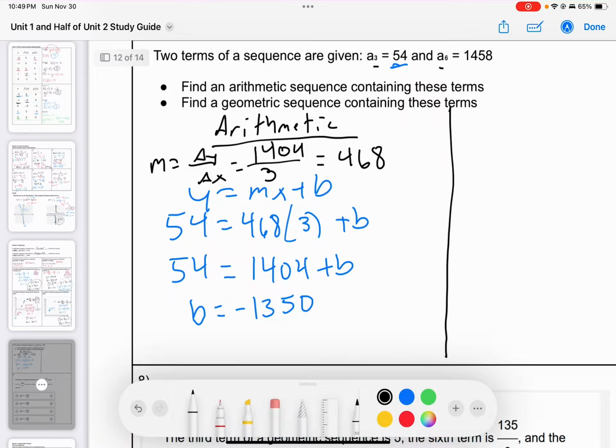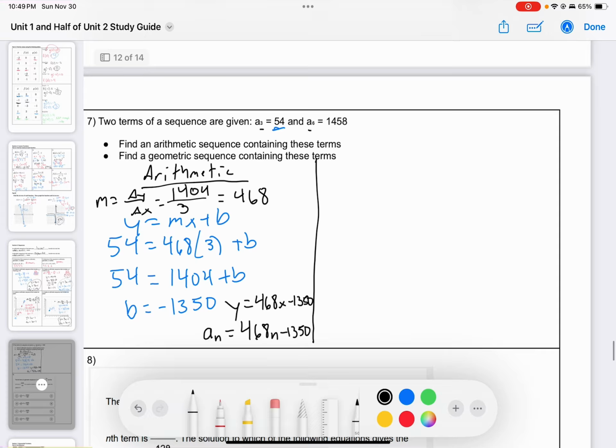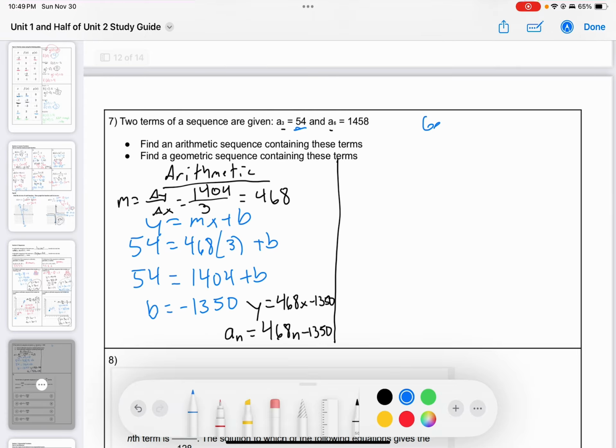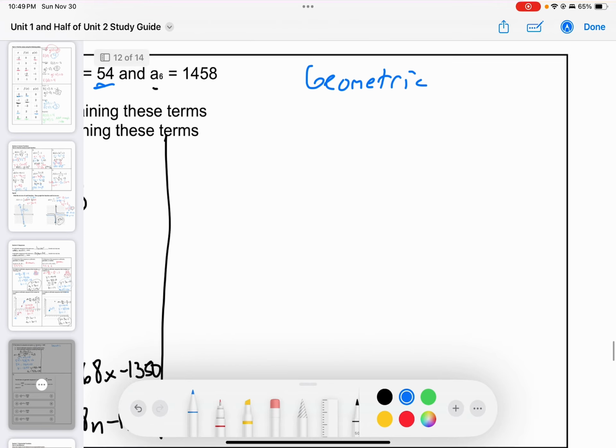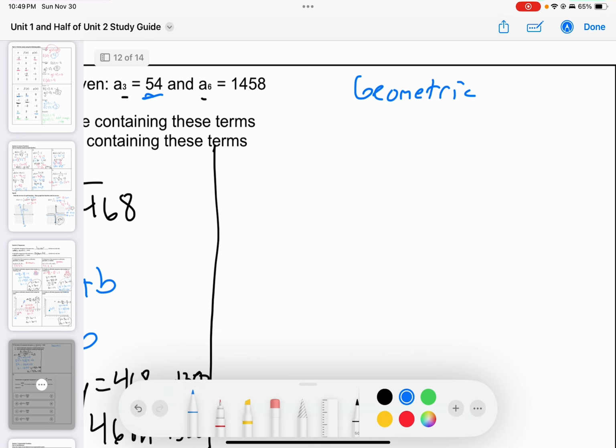And so now my linear function is y equals 468x minus 1350, or y equals, in sequence notation, a of n equals 468n minus 1350. All right, so now we're going to do the same thing with a geometric sequence. And this is a little bit more math heavy. I'm going to set up a system of equations.